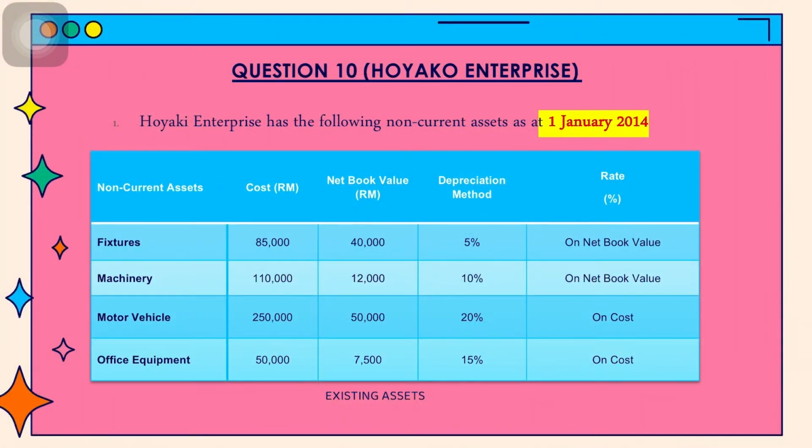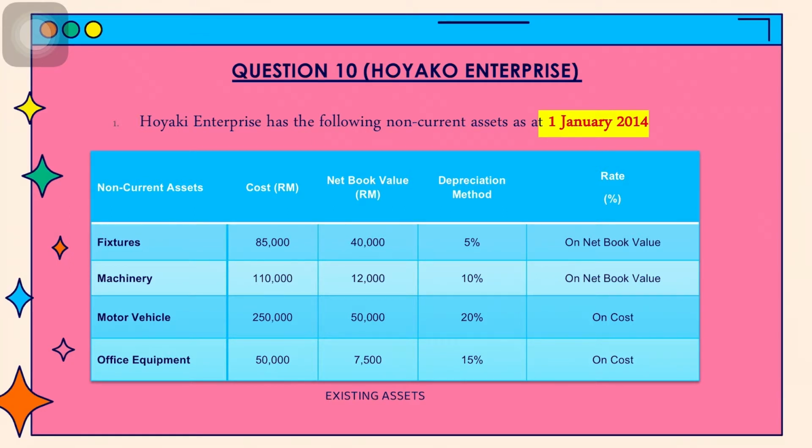Today, I want to talk about Introduction to Accounting, Chapter 5, subtopic Depreciation. Hoyaki Enterprise has the following non-current assets as at 1st January 2014: fixtures, machinery, motor vehicle and office equipment. All these non-current assets we call existing assets.